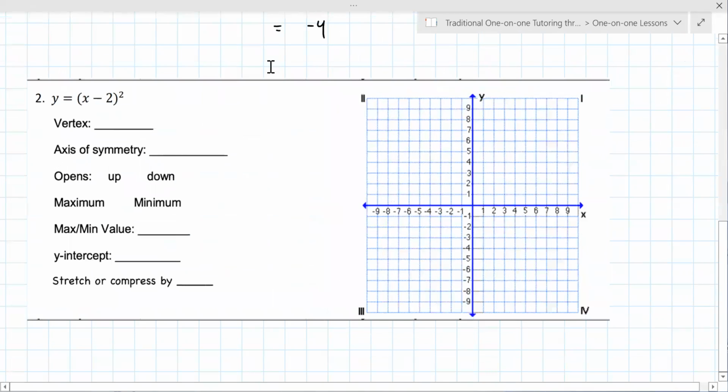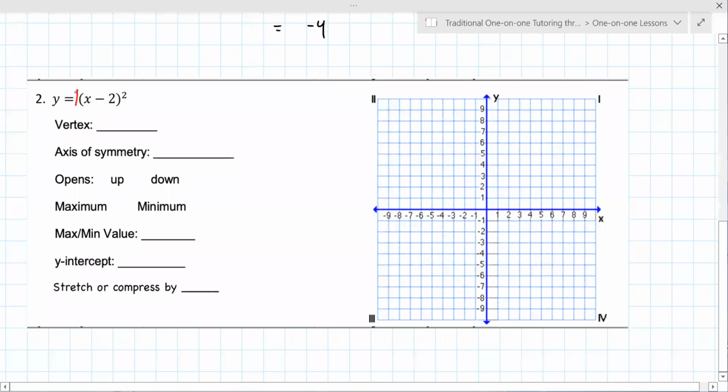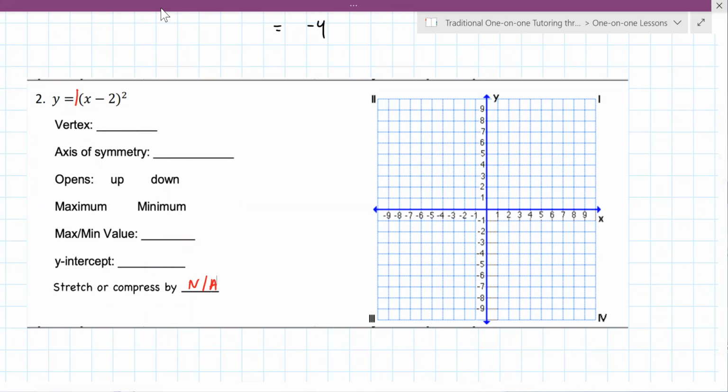What is not written, which is important, is that there's really a 1 out in front of the parentheses. So it's actually neither. It's none of the above, because it's not bigger than 1, it's not less than 1, it's not a compress at all.